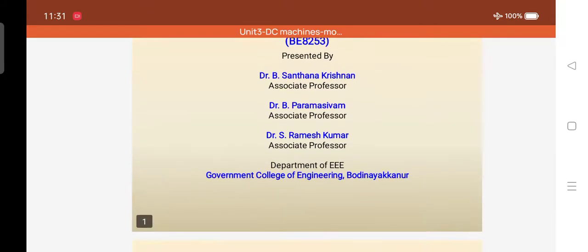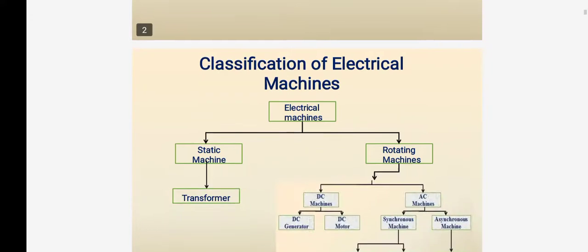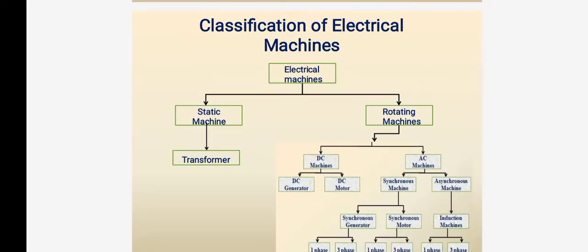Today, we are going to discuss Unit 3, electrical machines. Electrical machines are very important in electrical engineering. They are a core subject of electrical engineering. So we are going to discuss what electrical machines are, and the classification of electrical machines. Electrical machines are classified into static electrical machines and rotating electrical machines.